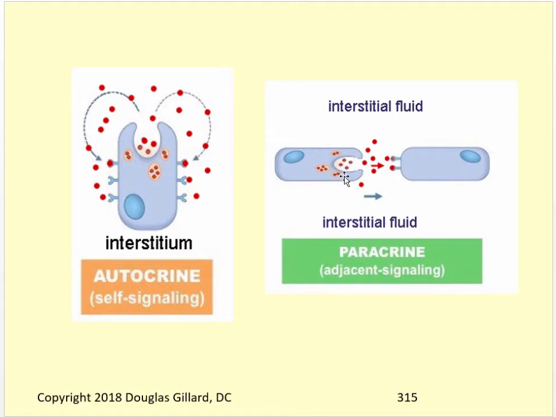Paracrine means it's stimulating, here's the signaling molecule being secreted, and this one binds to receptors on another cell. So this is just an example of paracrine signaling. If it had receptors on itself, it would be autocrine as well, but it doesn't.